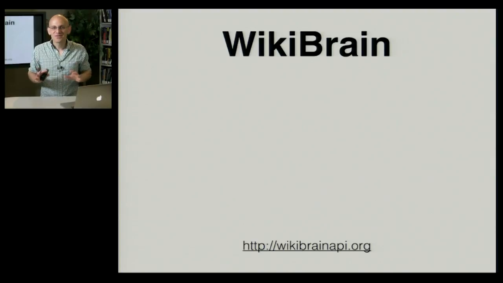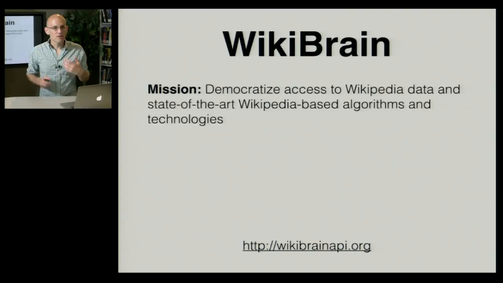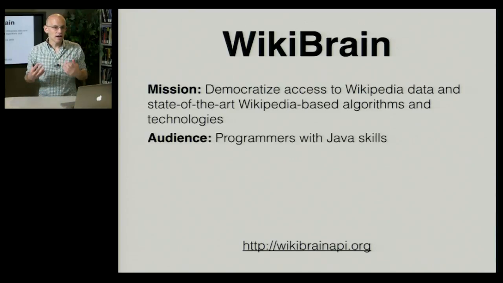Now, as I mentioned, WikiBrain was built to make it easier for practitioners and researchers to take advantage of Wikipedia data, including Wikipedia VGI, to make their applications smarter. More formally, our mission with WikiBrain is to democratize access to Wikipedia data and state-of-the-art Wikipedia-based algorithms and technologies. For now, our audience is folks with Java skills, although we hope to provide APIs for Python and perhaps PHP in the near future, but after this MOOC ends.